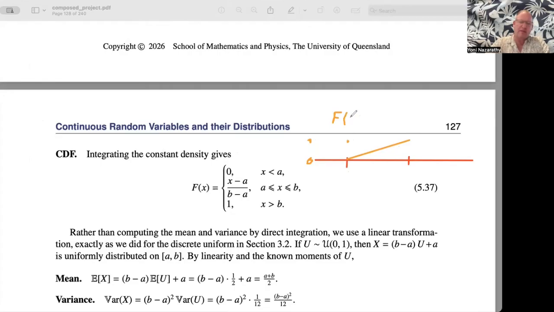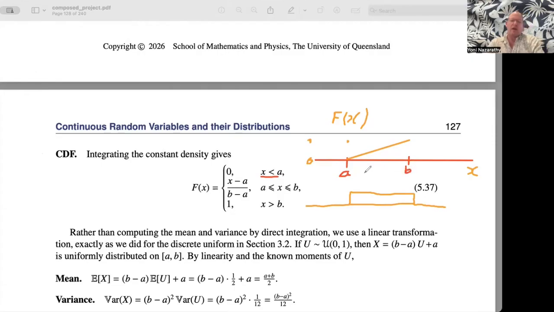So again, to obtain the expression for the CDF, and the CDF is defined for every possible real valued x, we integrate the density. So again, I'll also draw the density here. The density is just going to be this kind of height of 1 over B minus A. That's the density. So when we're integrating up to the point x, this is A and this is B.